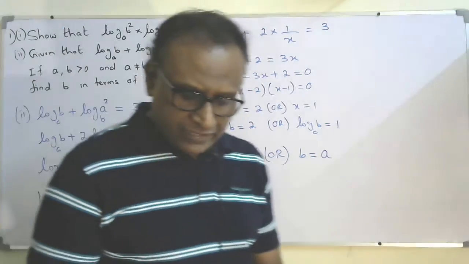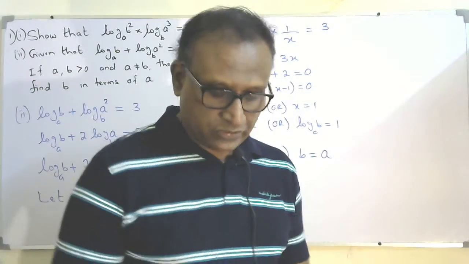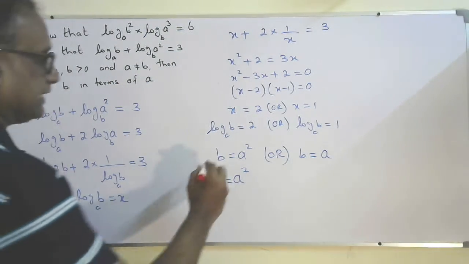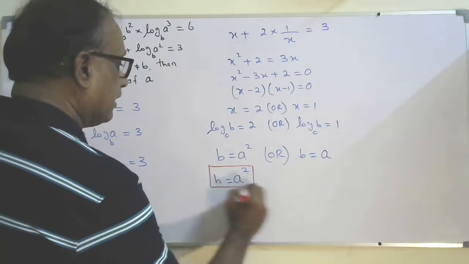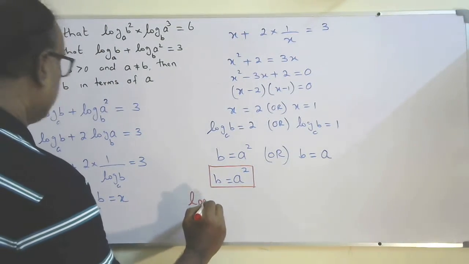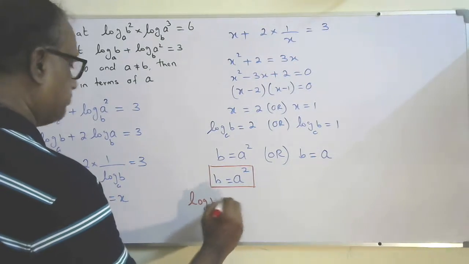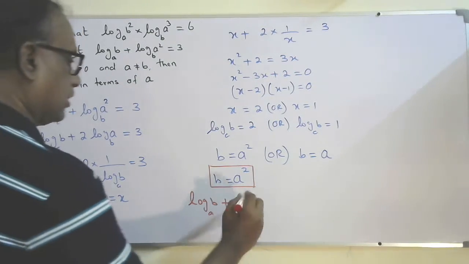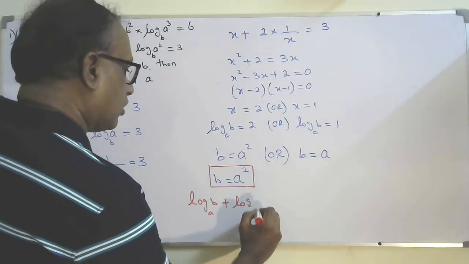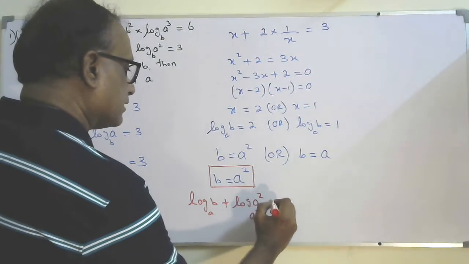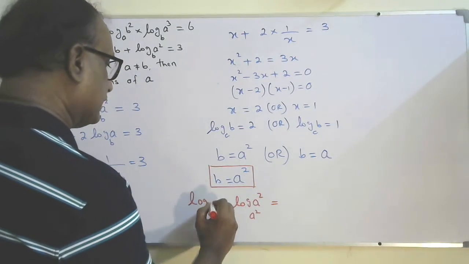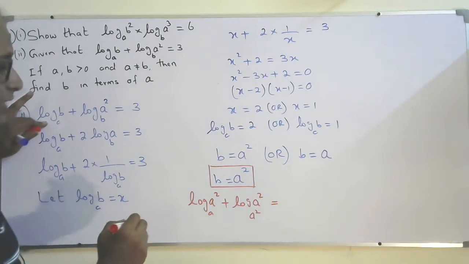Okay, if you want, you can try whether my relationship is correct. Substitute that b equal a squared in the given equation. If you substitute here, we'll see this is the final answer, but we'll check whether I am right. So I can substitute and say log a of b plus log b of a squared, that is equal to log, instead of b write a squared here, substitute. I'm checking whether my answer is correct.